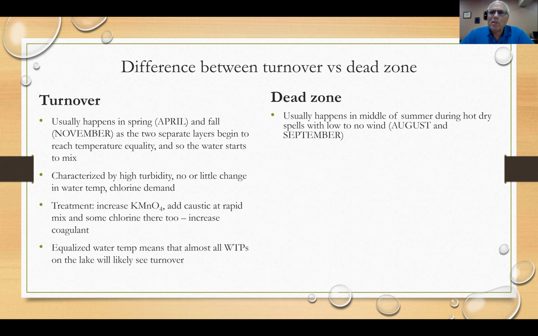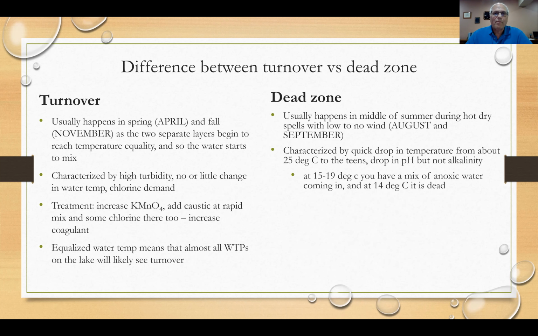This usually happens in the middle of summer during hot, dry spells with little or no wind, and that's going to be August and September. If it's August or September on Lake Erie, and you're in a water treatment plant, expect a dead zone. If the temperatures have been hot, the days have been calm, no wind, the water's not churning, it's dead still, the turbidity is low, you might get that dead zone. If it's August and September, think about that.